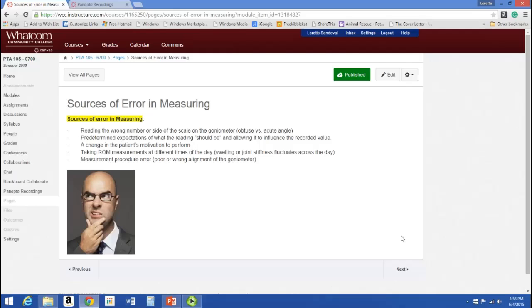That doesn't necessarily change the patient's progress, but it changes the measurements that we're going to get. So if you do not align the goniometer correctly, or there's error in your procedure, in your alignment, that could be another source of error in measuring. So we're going to practice our proper alignment and our landmarks. In kinesiology, we were learning to palpate all those bony landmarks. That's really important because now we're going to use those landmarks to reduce the source of error in our goniometric measurements.